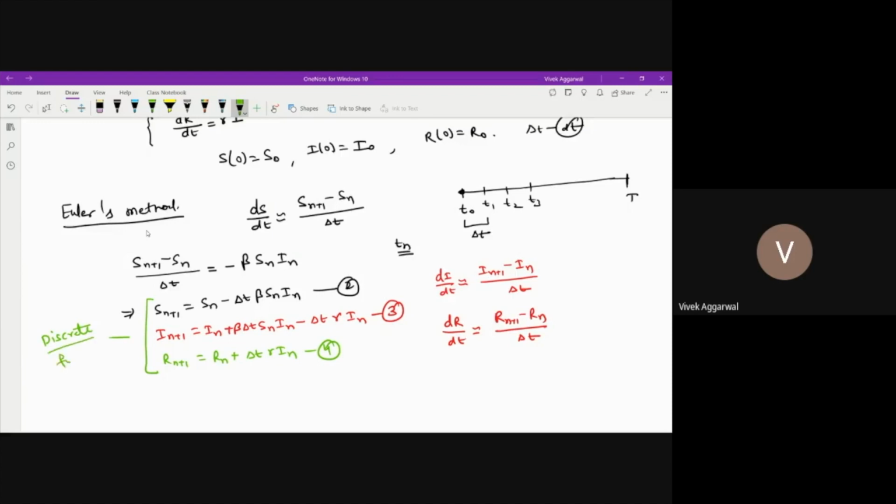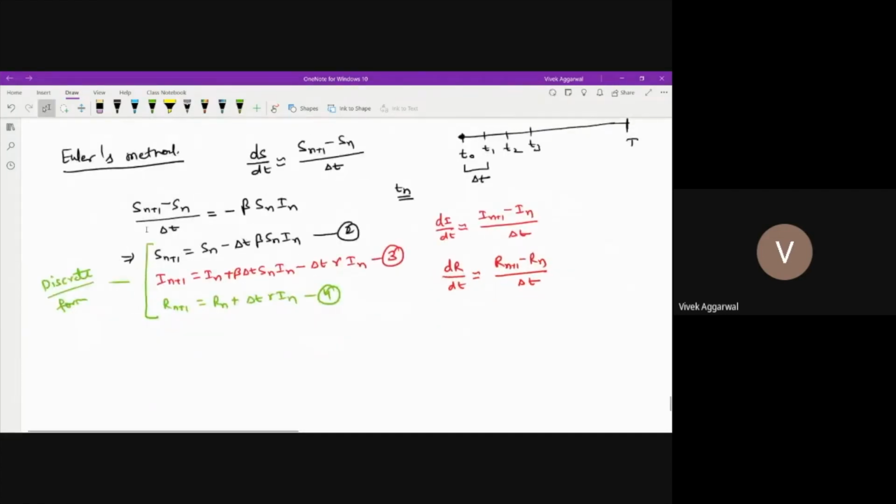Discrete form. Now from here I can solve this one. Now to solve this one, first I should know the initial value. So S0 is given to me, I0 and R0. So all these factors are given to me, and delta T is known, beta and gamma is known.